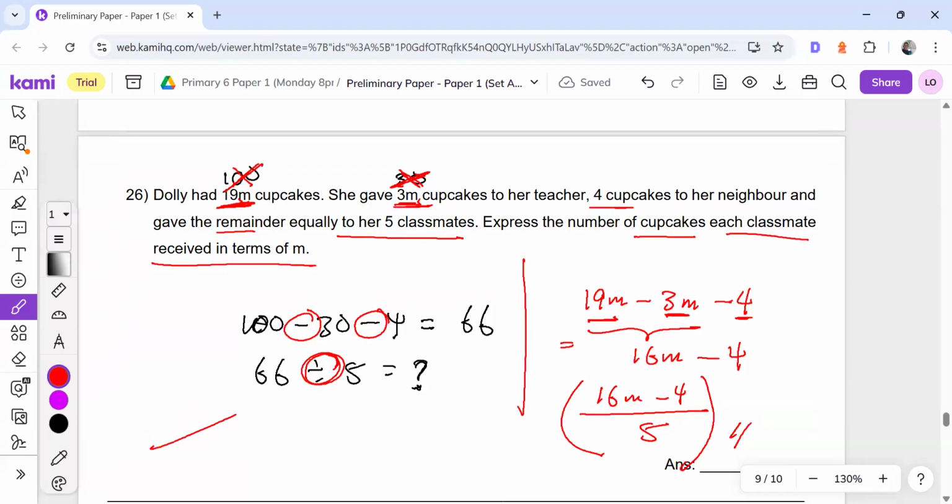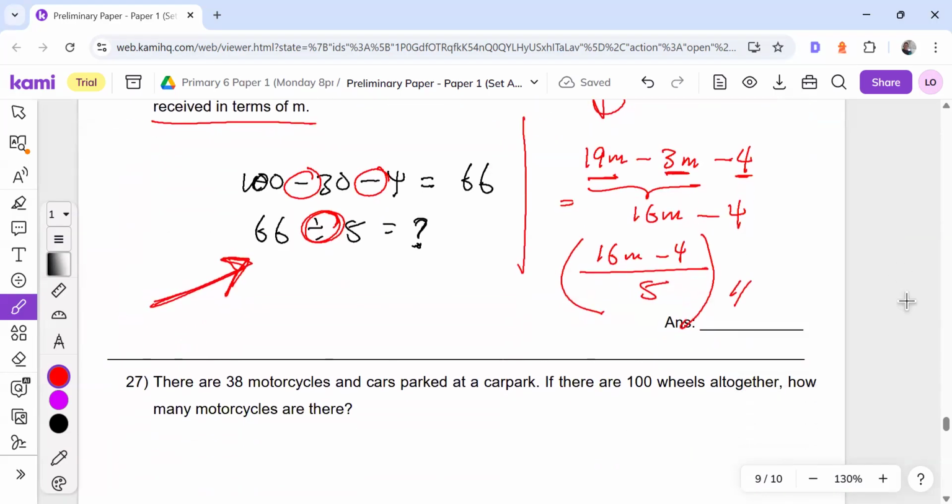Try not to do this way, lah. Mr. will advise you try not to do this unless you really don't know. Try to go straight to algebra because the lesson is how to use algebra to solve it. So try not to make it into a P3 problem, unless you don't know, then you change it into a P3 problem. But as much as possible, try to think in algebra. Got it? All right, let's go to question 27.